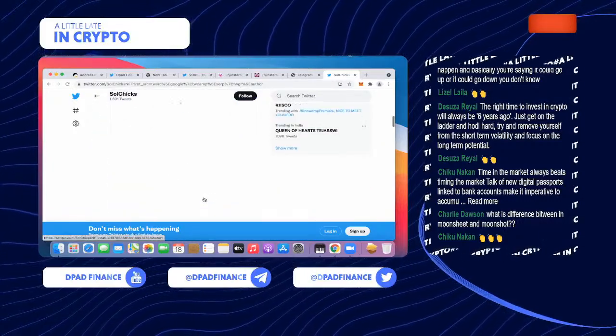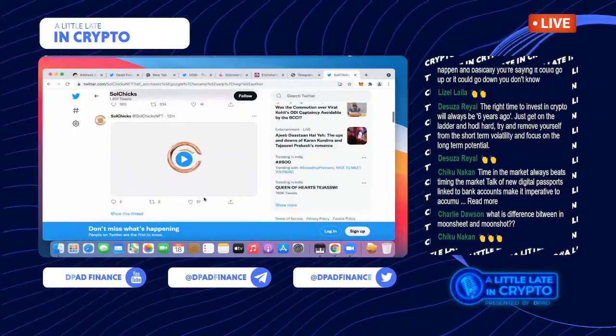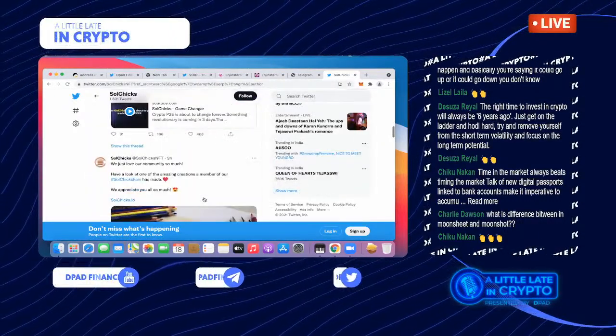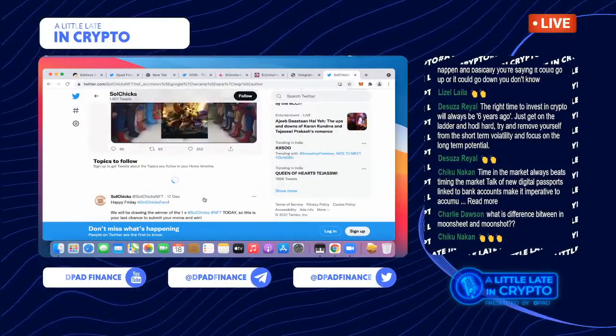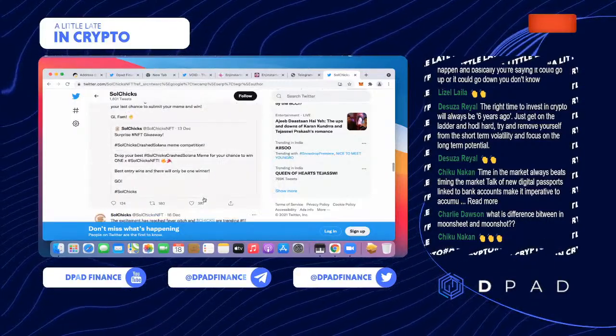What is the difference between a moonsheet and a moonshot? Well, the moonsheet is the spreadsheet that shows the math, and the moonshot is describing the project that may be a long shot for the moon.